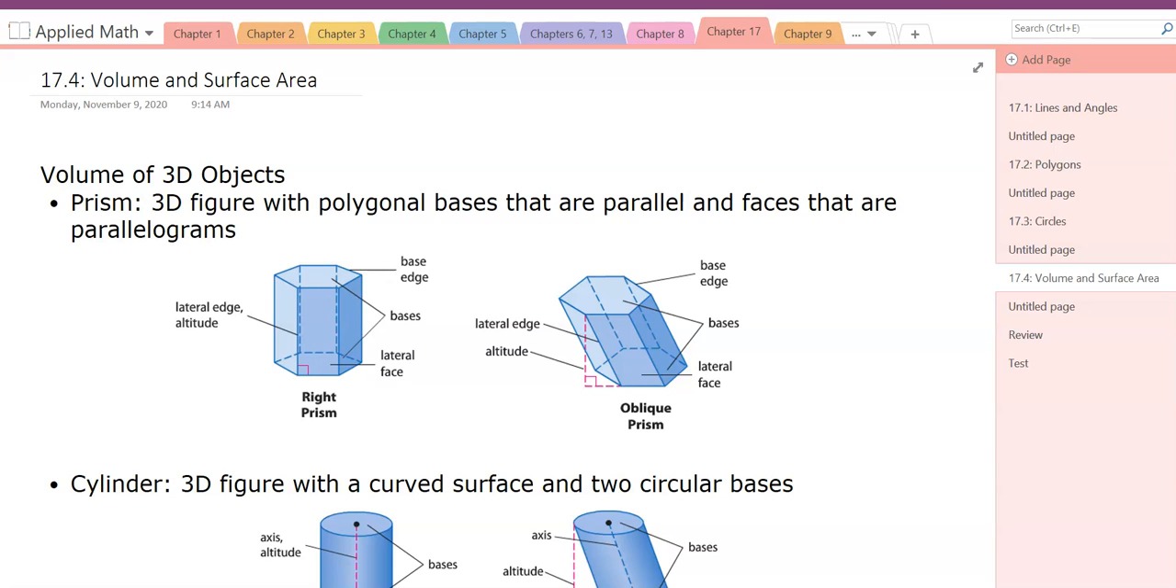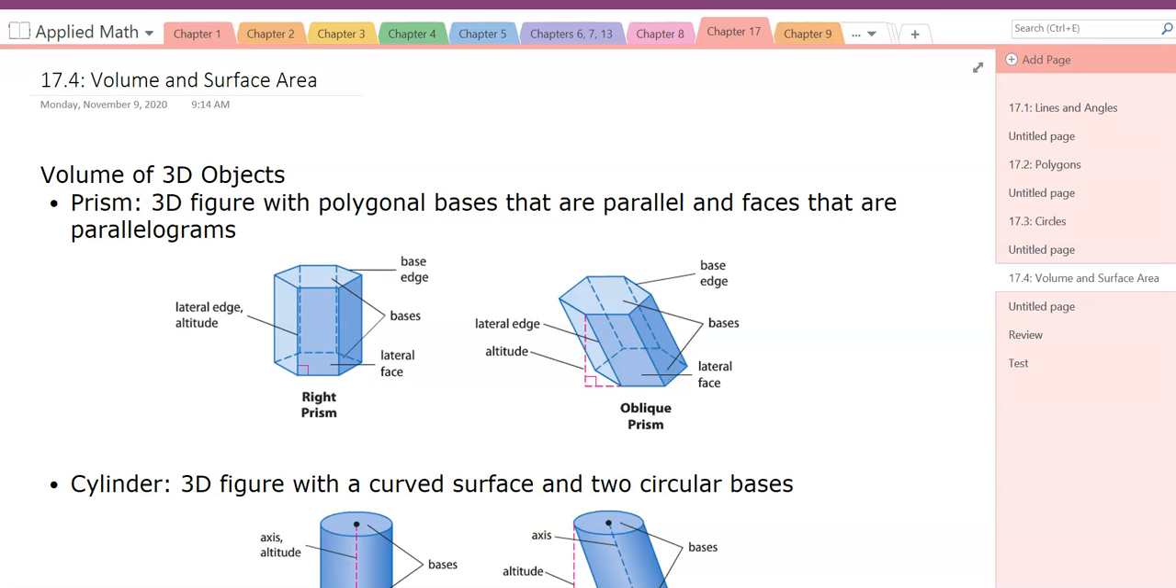We're going to talk about volume and surface area. There's actually two types of surface area that we'll talk about. One of them is called lateral surface area, and the other one's called total surface area. We'll go over what's the difference between those two. But we're going to start first by talking about volume.